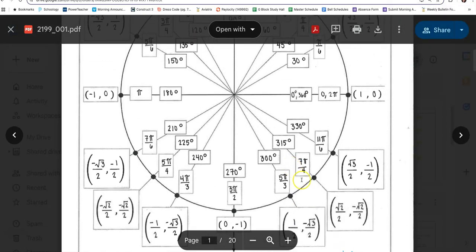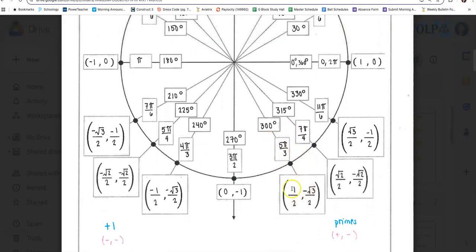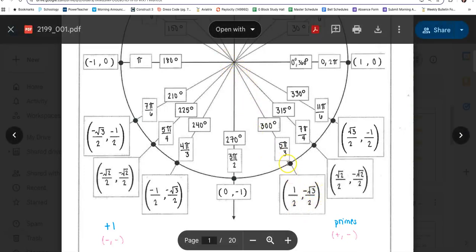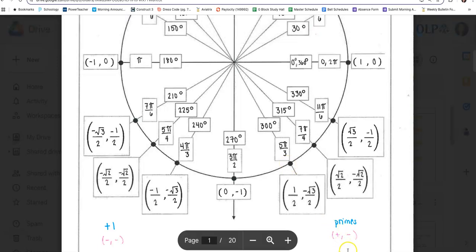Okay. So down here, this is 1 over 2, root 3 over 2. Remember, the unit circle has a radius of 1. If you extend it to 2, this is going to be 1 and negative root 3.